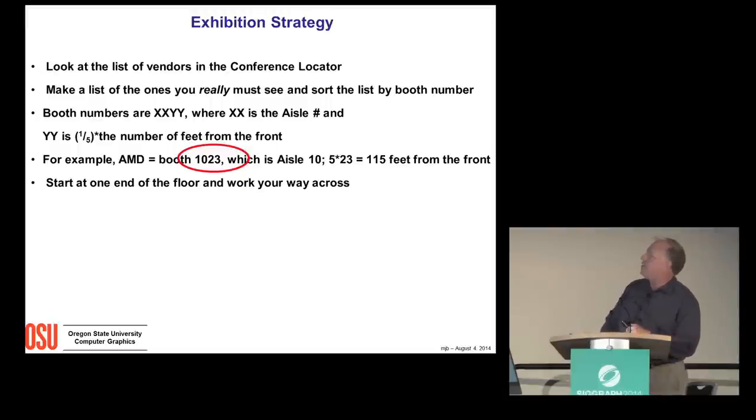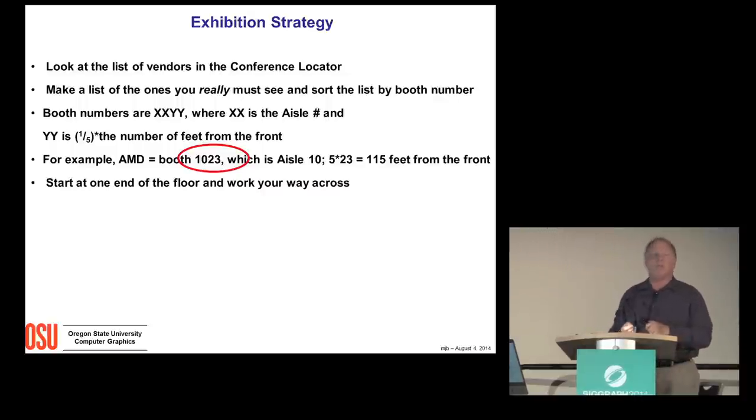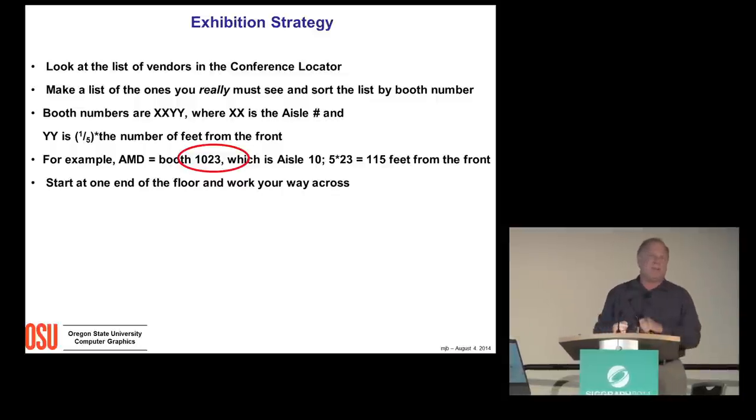Okay, here's how the booth numbers work. For instance, AMD is booth number 1023. It looks like an arbitrary number, but it's not. It's a Cartesian coordinate. Okay, the first two digits are the aisle number. All the aisles are numbered in order, and there's usually banners hanging above the aisle so you know which aisle you're in. The 23, you multiply that by 5, and that's the number of feet from the front of the room. Why? Well, otherwise you'd end up with a big number. They wanted it to be a two-digit number.